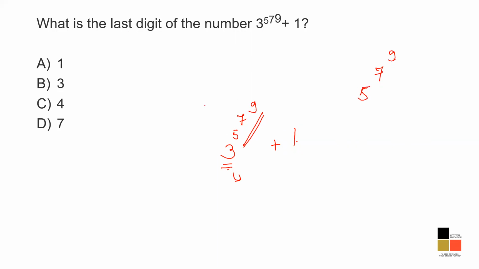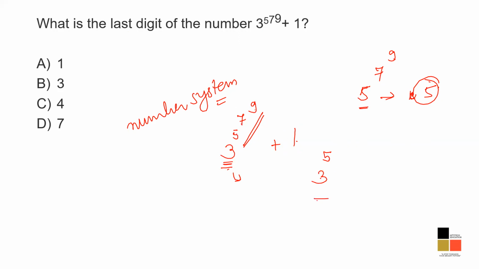One advantage that I have, by the concept of number systems and the last digit concept, is that I know one thing: if it is 5 raised to power anything, the unit space would come out to be 5 only. That means whatever this expansion is, its unit space would be 5 only. So 3 raised to power 5 raised to power 7 raised to power 9 overall reduces to just 3 raised to power 5. Whatever this number would be, that is not going to be my concern.